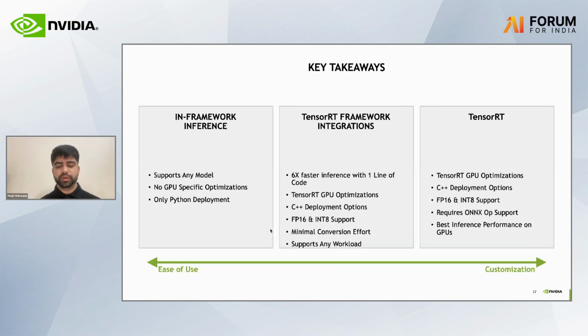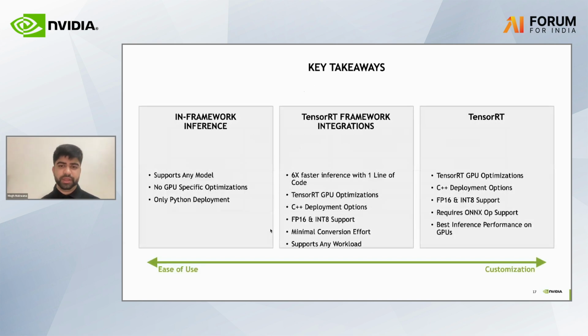So here's a quick summary of what I mentioned on the TensorRT side, and then we'll go on to the hands-on. The key takeaway is that in-framework inference will support any model. Not a lot of GPU specific optimizations are done, and it also works only in Python deployments. But it has good ease of use. If you go with the native way of deploying TensorRT, you will get the maximum performance. Although you will need some expertise in doing the conversion to TensorRT, I hope in today's session I'll give you a general outline of how this is done, and it should help you do the conversion much more smoothly.